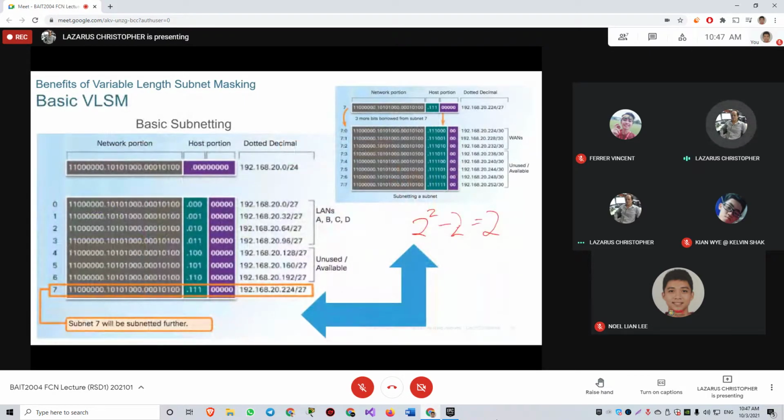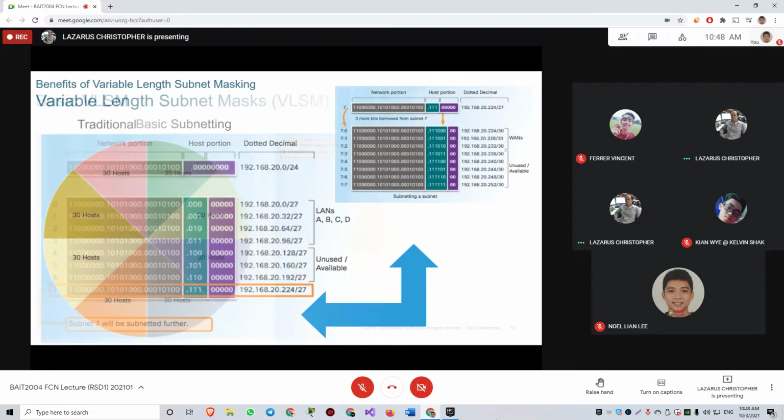Okay, so if we borrow the 3 additional bits, how many subnets can you have? You don't count the 3 borrowed bits already, the original borrowed 3 bits. You have to start from where they end. Okay, so you don't touch that anymore, because if you mess up this part, the 3 bits, then you mess up this part.